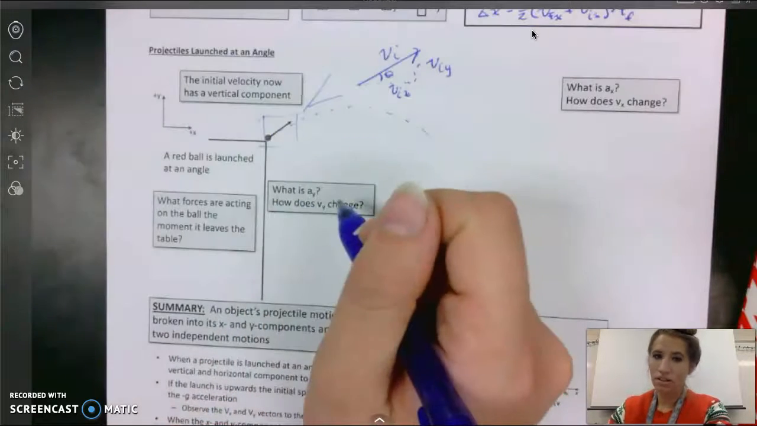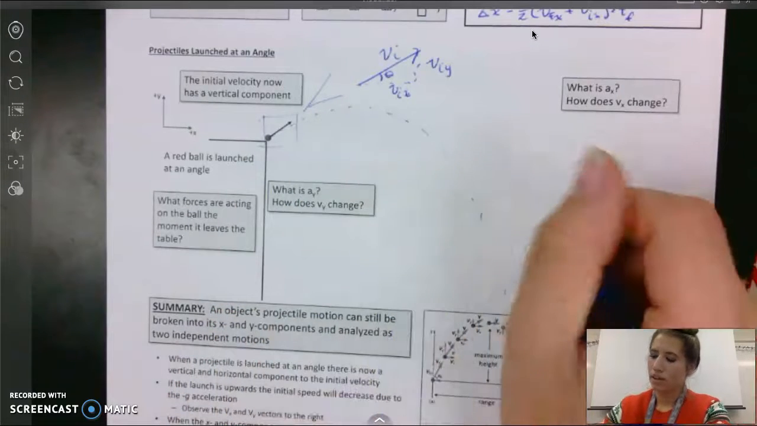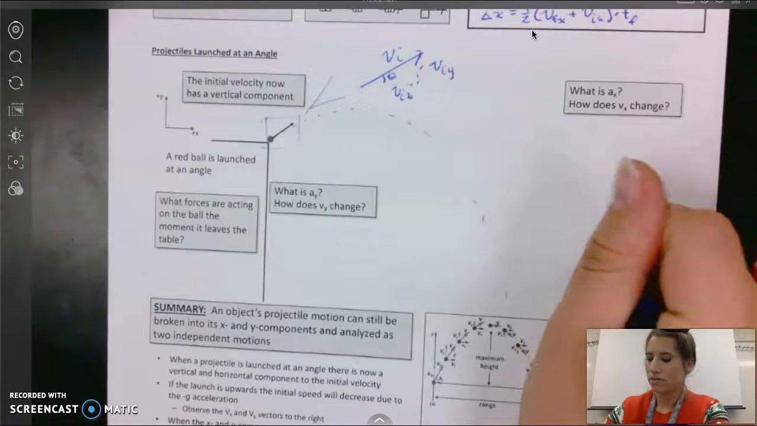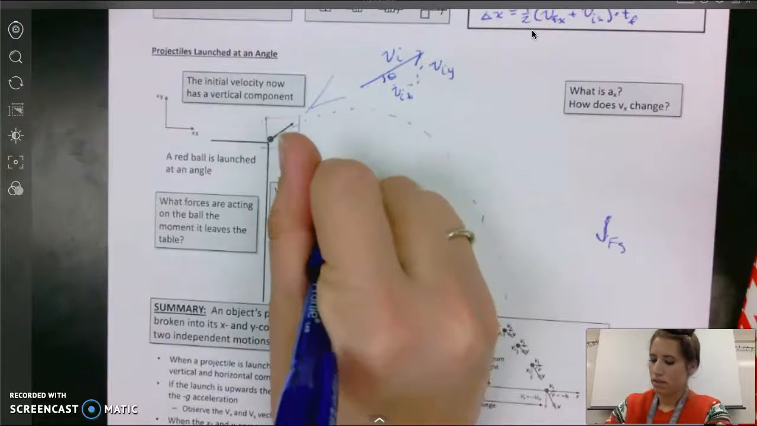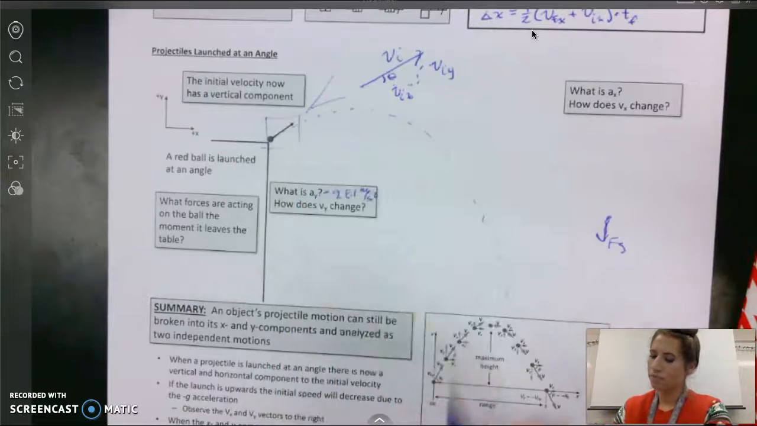So now, what is the acceleration in the y? The acceleration is still the acceleration due to gravity. When the object is flying through the air, the only force acting on that object is the force due to gravity. So negative 9.8 meters per second squared, because it's going down.